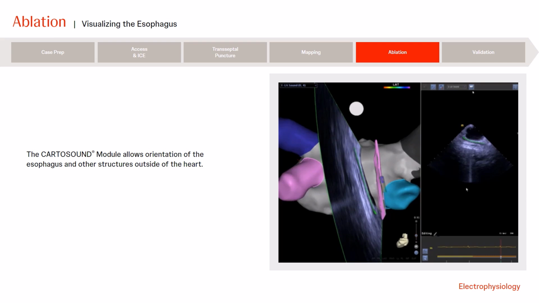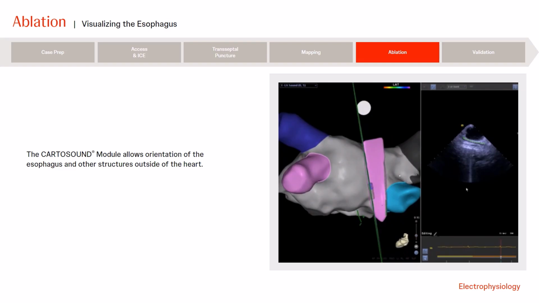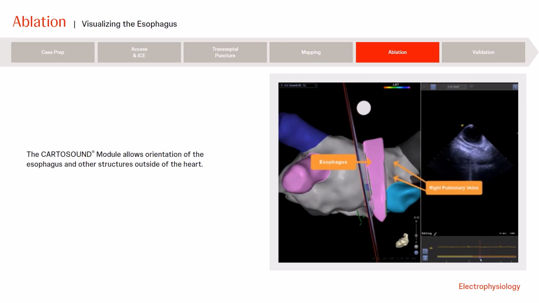As you can see, the orientation of the esophagus appears to be closer to the right pulmonary veins. Strategies to monitor temperature of the esophagus may include a barium sulfate swallow and use of a multi-electrode esophageal temperature probe. CardoSound and the Esophistar catheter may also help to record and map the anatomical location of the esophagus.